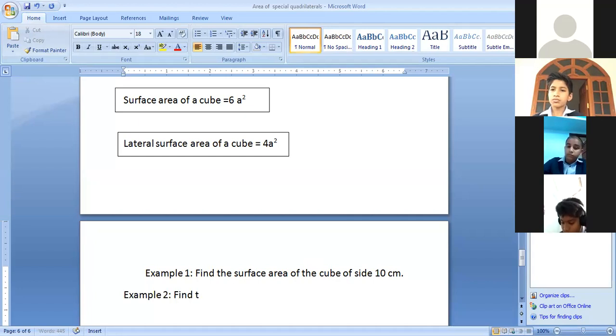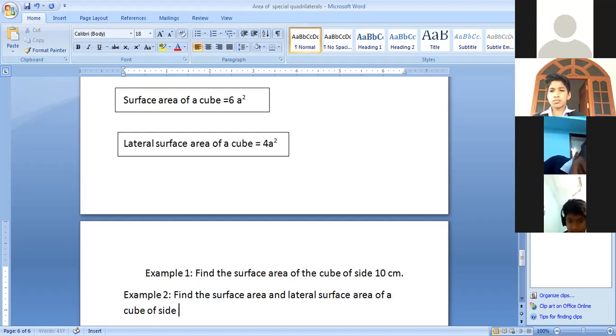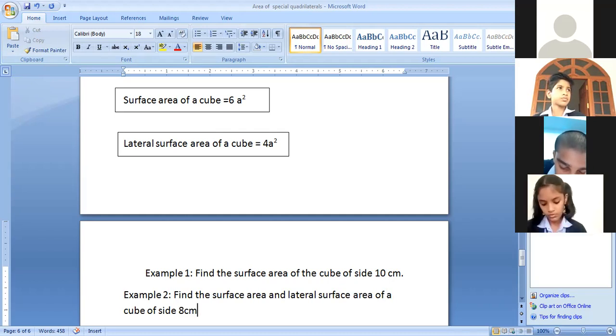Find the surface area and lateral surface area of a cube of side 8 centimeter. You can easily find the surface area of a cube.